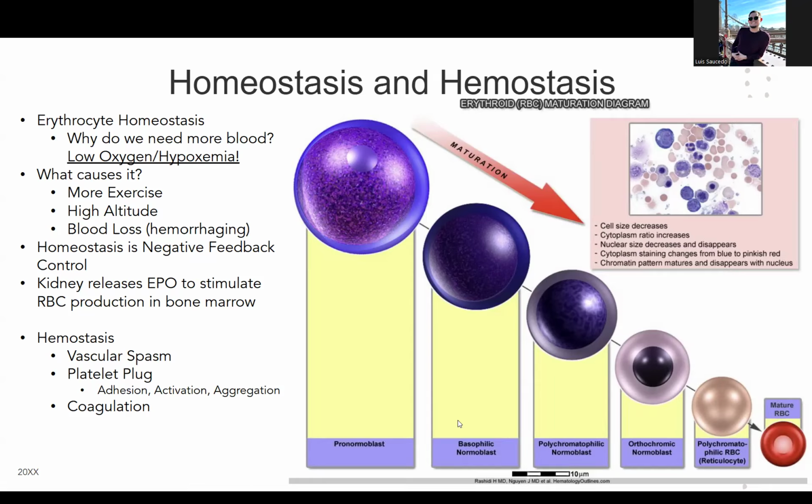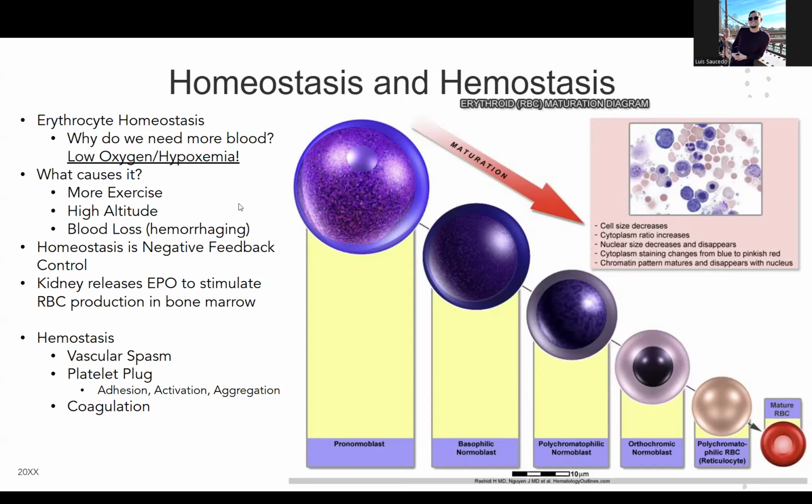And so now the red blood cells that you do have cannot carry enough oxygen for you to do the day-to-day tasks. So it triggers your body to make more red blood cells to make up for the fact that your red blood cells cannot carry as much oxygen as they would like to. And then the other one is blood loss or hemorrhaging. So if you bleed out, obviously you're going to need more red blood cells to replace those.